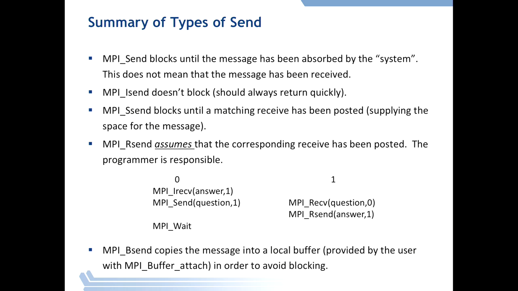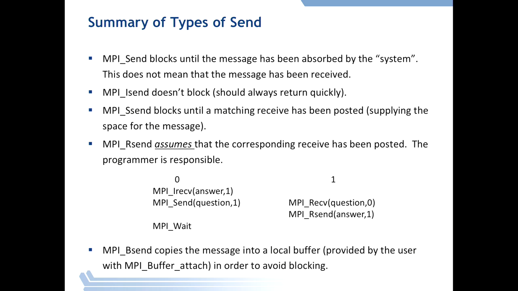So let's summarize the various kinds of send. MPI Send blocks, that's probably the first MPI function you learn to use, until the message is absorbed by the system. So it may have been received, it may be in transit, whatever, but it blocks until your copy of the buffer is no longer needed. Isend doesn't block, so it should always return quickly, because all it has done is tell the system where the data is that has to be sent. It's just giving the system an address. What the system does with it is up to it.